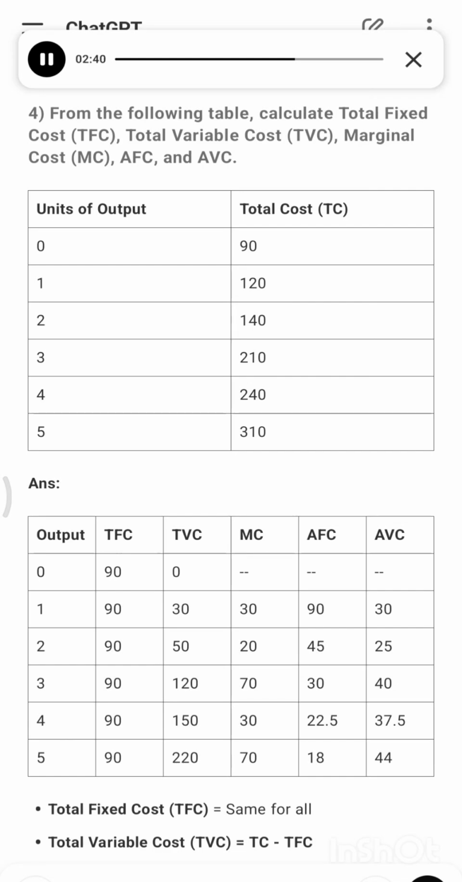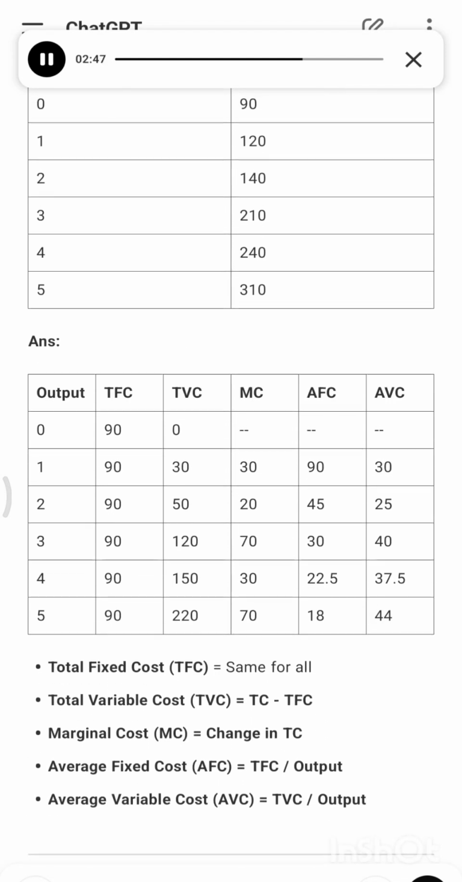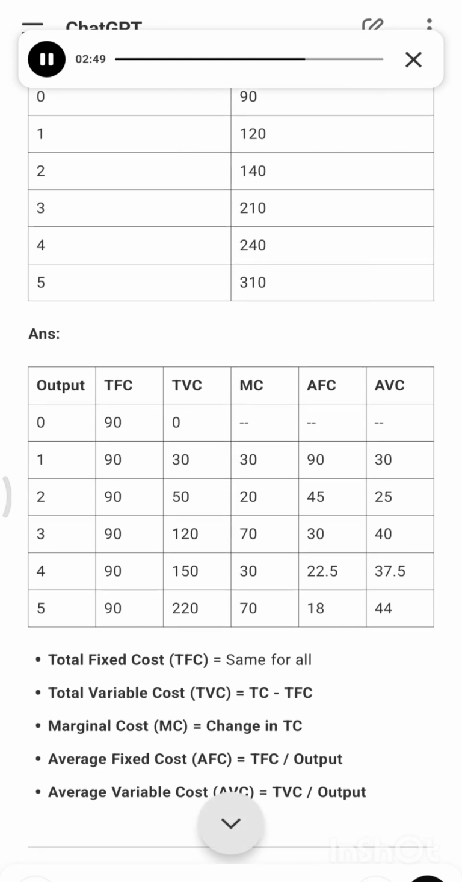Total fixed cost, TFC. Total variable cost, TVC, equals TC minus TFC. Marginal cost, MC, equals change in TC. Average fixed cost, AFC, equals TFC over output. Average variable cost, AVC, equals TVC over output.